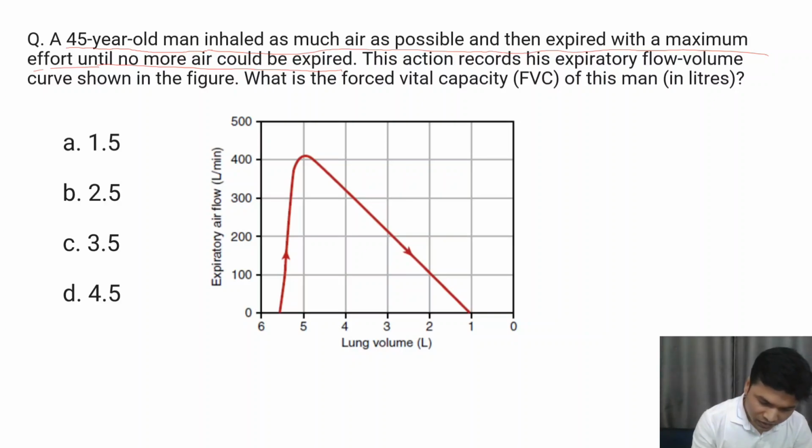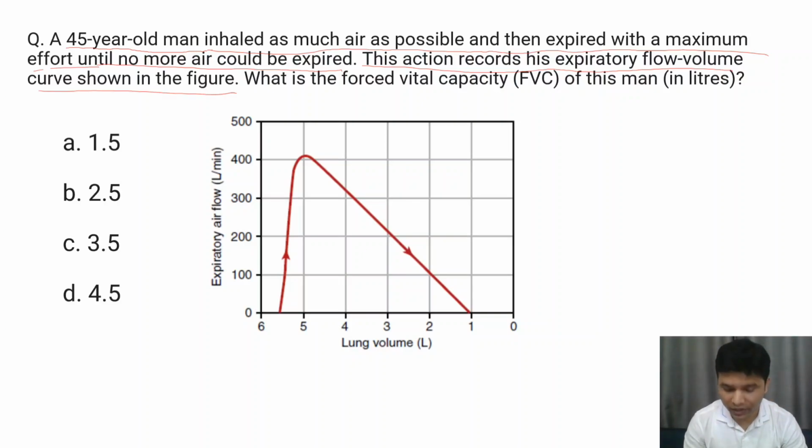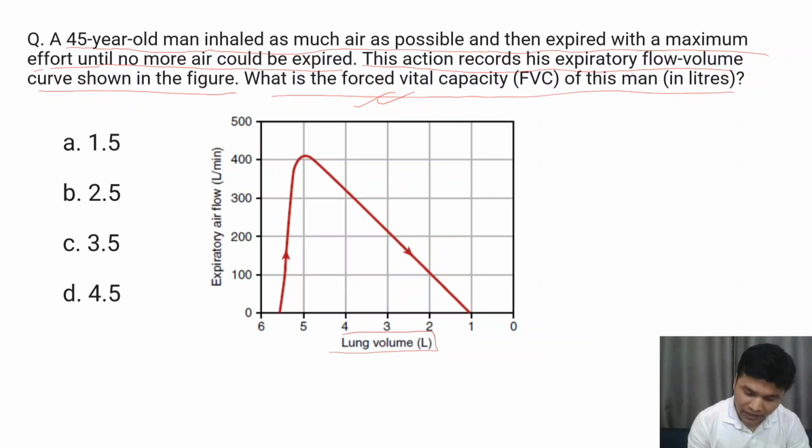Okay, so this record is the expiratory flow volume curve shown in the figure. So this is recorded, and where is it recorded? Here. This is the graph recorded, this volume. What is the forced vital capacity in milliliters? So in this graph you have to calculate the forced vital capacity. What is forced vital capacity?